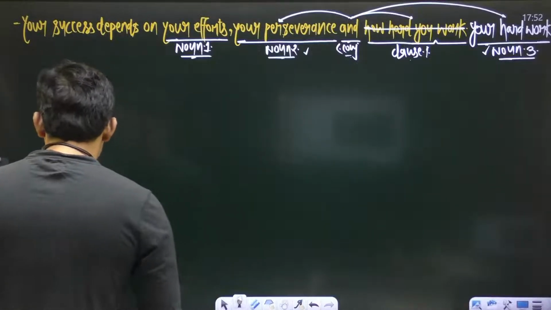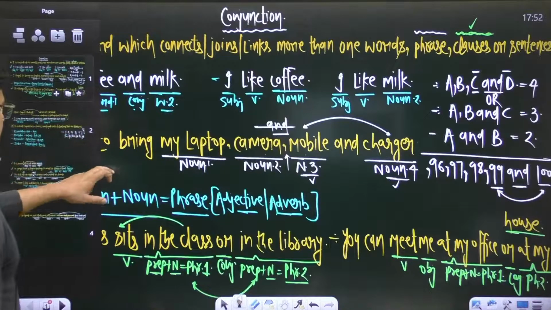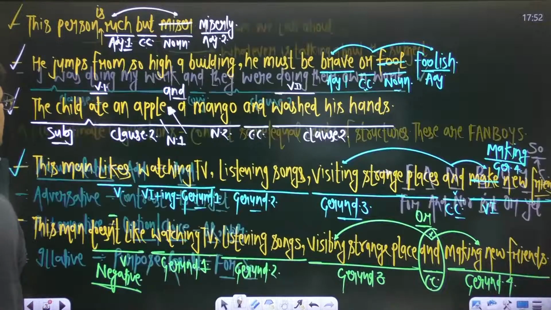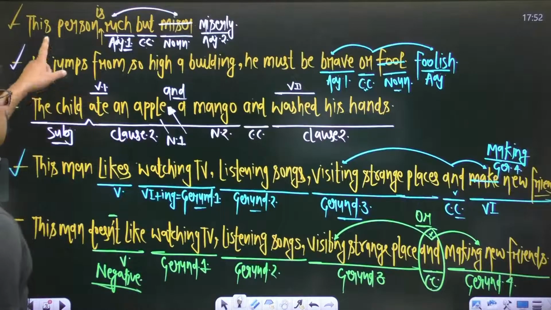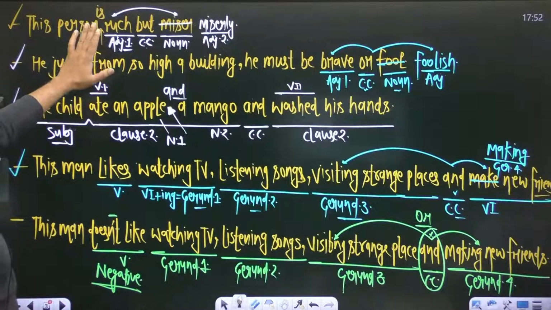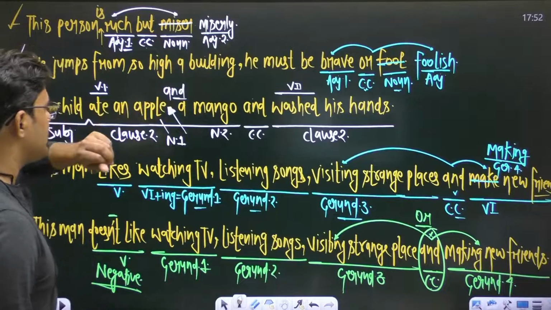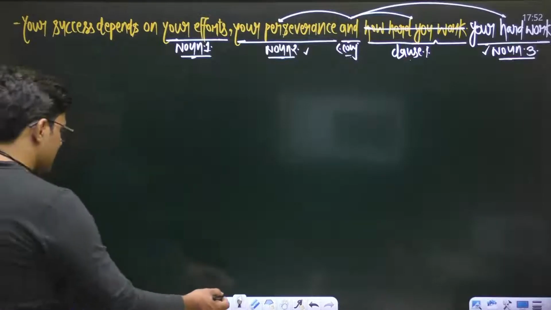Okay, let us move to the first slide. In the first sentence of coordinate conjunction, what is the first sentence? This is the first sentence: "This person is rich but miserly." So what is the issue over here? Make sure you notice it.